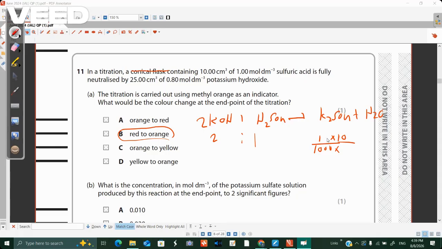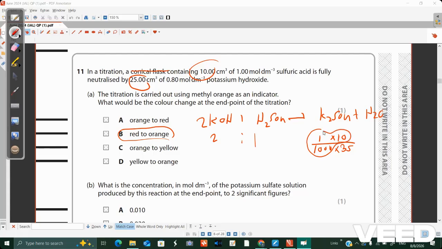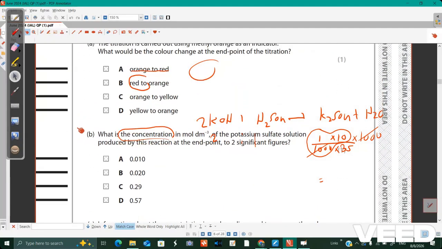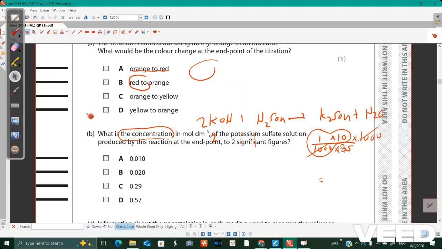And the other thing is there's a dilution. So they have added 25 here and 10 here, it is 35 altogether. This amount of moles of sulfates is now in 35 cubic centimeters. Then concentration means in 35 you have this amount, then in 1000. 1000 to 1000 cancelled off. 10 over 35. Let's see.